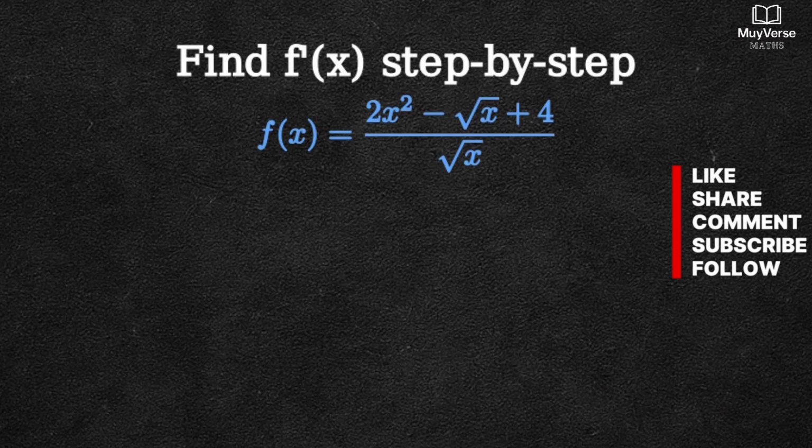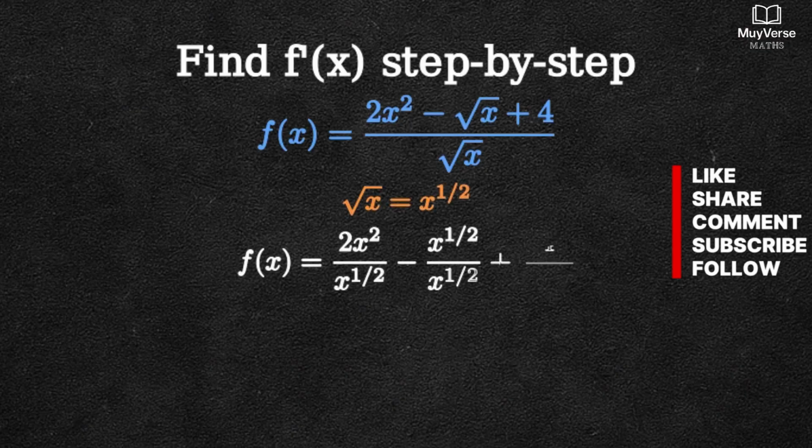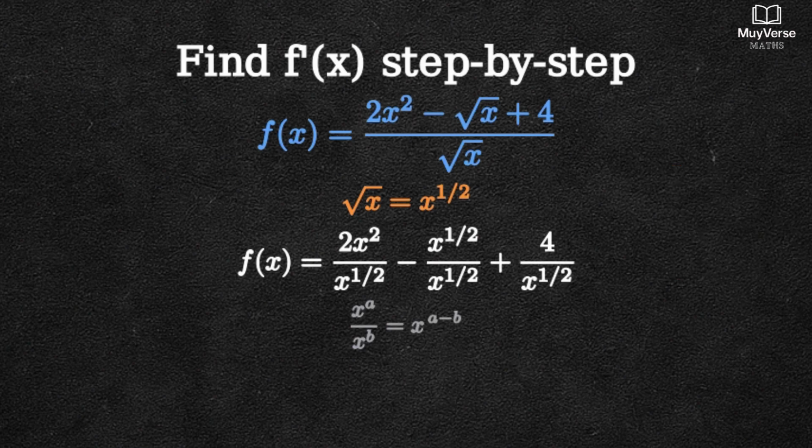Step 1. Simplify. First, rewrite square root of x as x to the 1/2. Now split the single fraction into 3 separate fractions. We'll simplify each term using the exponent rule x to the a over x to the b equals x to the a minus b. For the first term, 2x squared over x to the 1/2 becomes 2x to the 3/2.